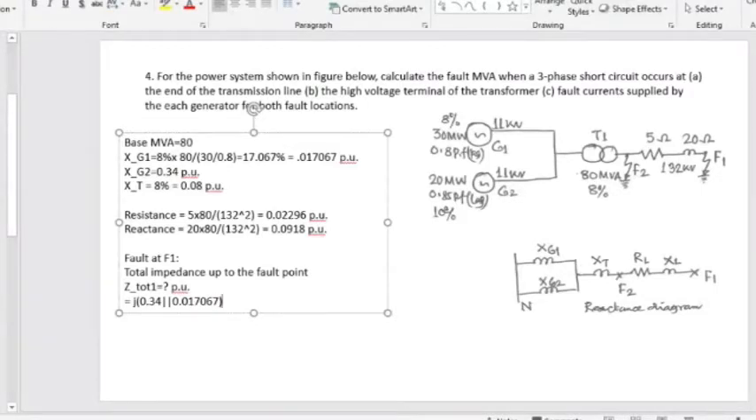Then it is in series with the transformer reactance, which is 0.08. Then the resistance will come, 0.02296. Then the reactance will come, so it's j0.0918. So how much are we getting? We'll get 0.02296. That's the resistance. There is no resistance other than that one, and all others are reactances. So it should be j0.2854. Can you find this?